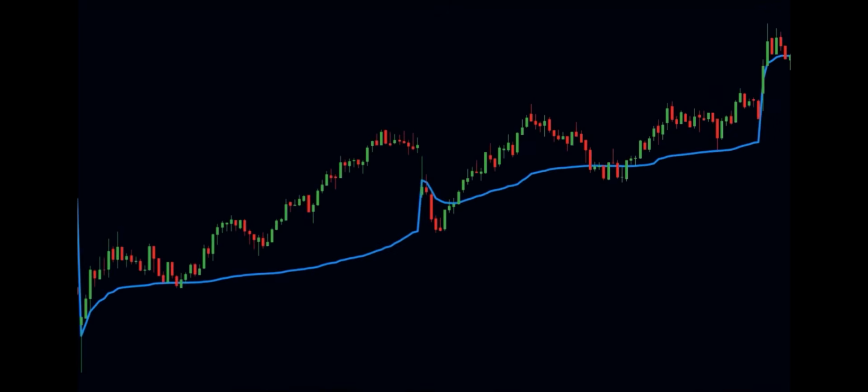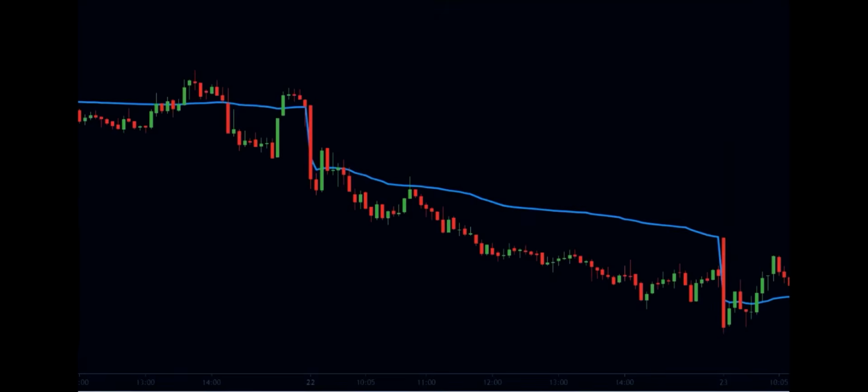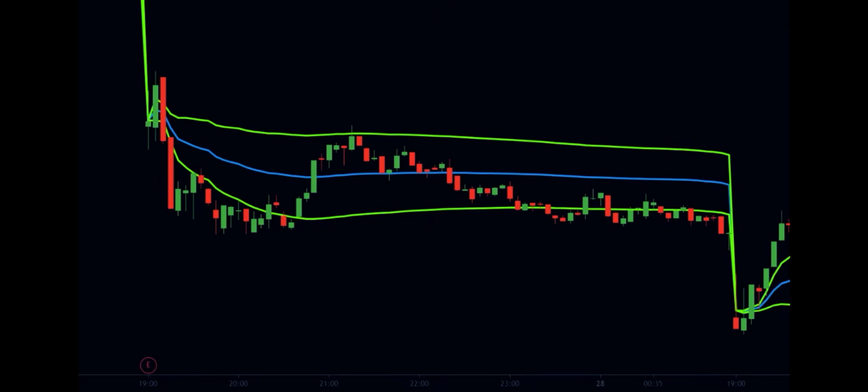Hence, in an uptrend, we can buy the stock when the price pulls back near the VWAP. Similarly, in a downtrend, we can sell when the price pulls back near the VWAP. Some traders also use VWAP with 2-period standard deviation lines. This is how they look.